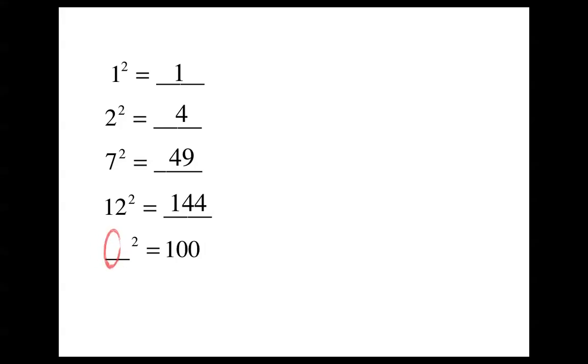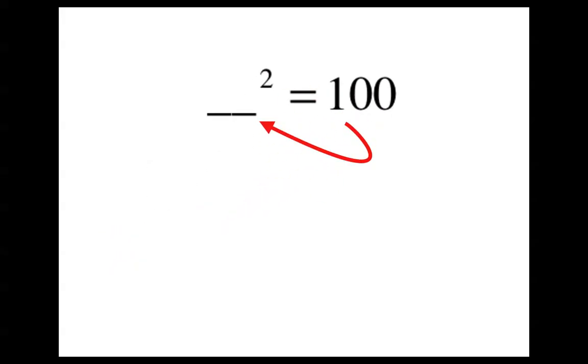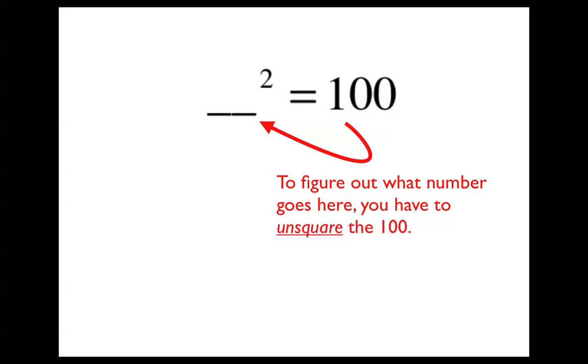The thing about this last one, though, is we're not squaring 100. We're not going to do 100 times 100. We're trying to figure out what times itself makes 100. And in order to figure out what that number is that should go in the blank spot, you kind of have to unsquare the 100, don't you? You have to try to go backwards in your mind. What times itself? Well, I know 5 times 20. No, that's not. 2 times 50. No. 4 times 20. Oh, 10 times 10.